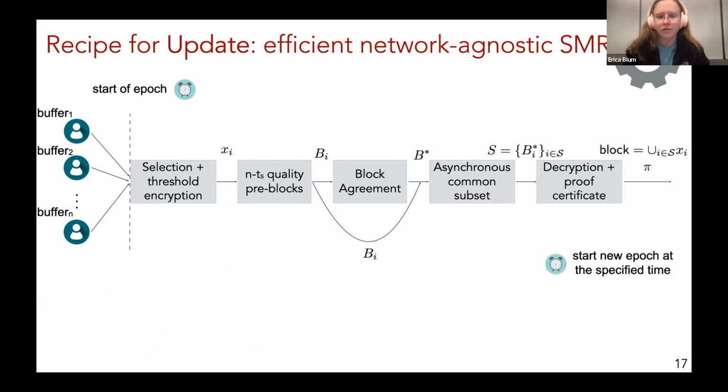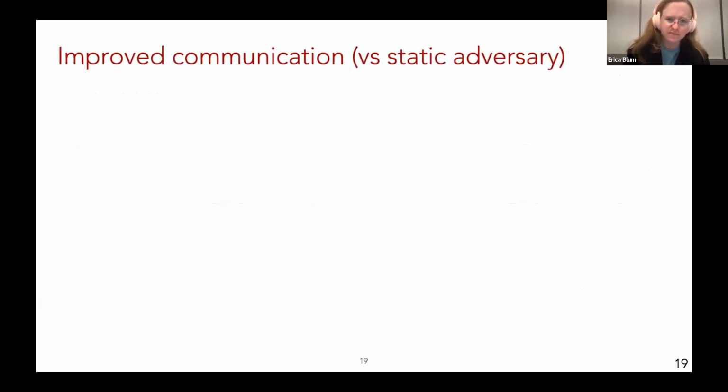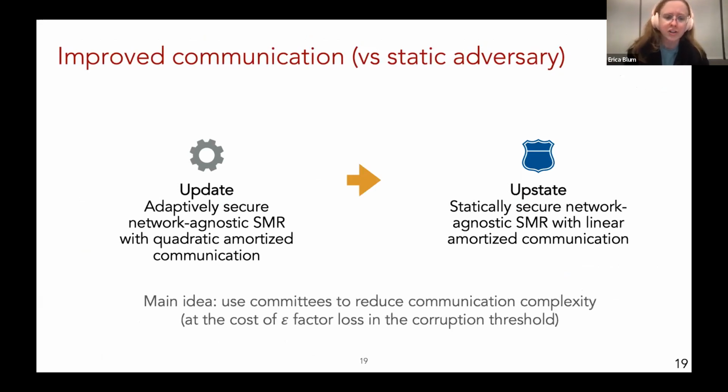So I'll move through these in the interest of time. This is the main idea behind our network agnostic SMR protocol with better efficiency. And we can get even better efficiency versus a static adversary by using a fairly common trick in the literature, which is to use committees to reduce the communication complexity, at the cost of an epsilon factor loss in the corruption threshold.